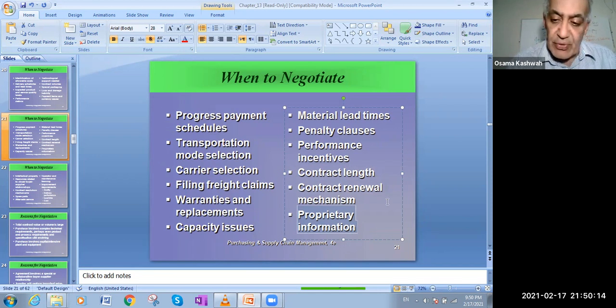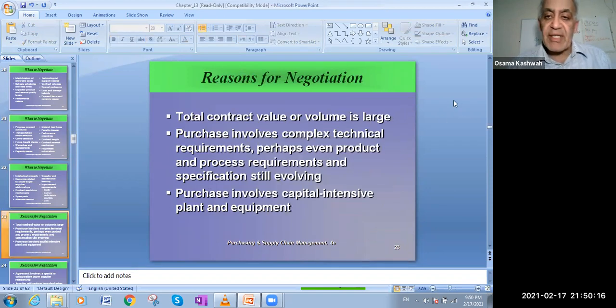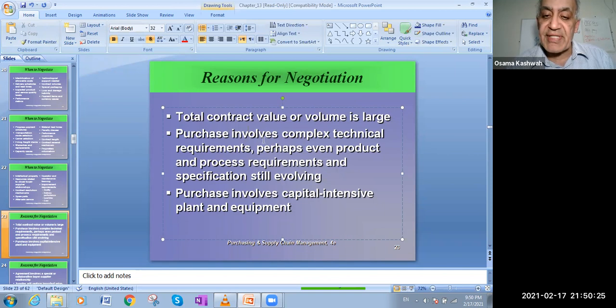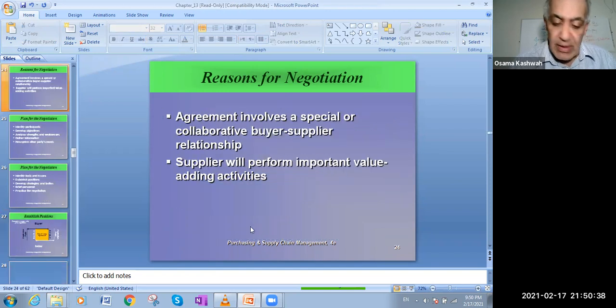Then we'll move into page 23. Reasons for negotiation actually is very important. Total contract value or volume is large. Purchasing involves complex technical requirements. Those are reasons why I negotiate. And purchases involve capital intensive plant and equipment. All those might be reasons why. I will go after this to 29.